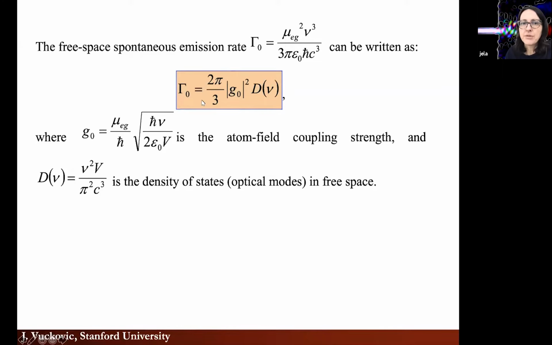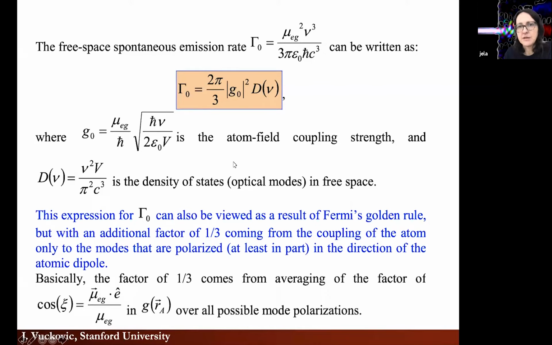And the factor of 1/3 comes from the fact that only 1/3 of all modes in free space can interact with a particular dipole orientation, right? Because you can have 3 different polarizations for the electric field for any mode chosen at a particular frequency, but only 1/3 of them would interact with the dipole. And then g0 is the same maximum value of the atom-field coupling parameter that we have. And D is the density of states or density of optical modes in free space, the derivation for which is in the course reader in the previous part of the notes.